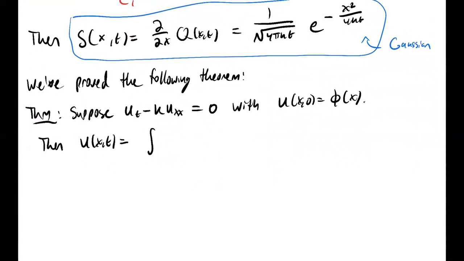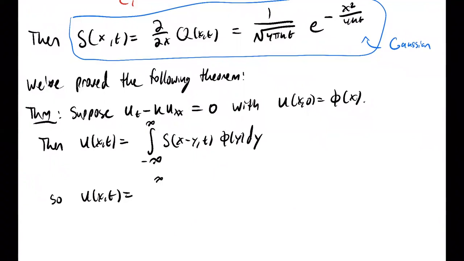Right, so U is given by the integral from minus infinity to infinity of the source function at x minus y, comma t, times phi of y dy. But now we know what our source function is. So U of x, t is equal to the integral from minus infinity to infinity of this Gaussian function.